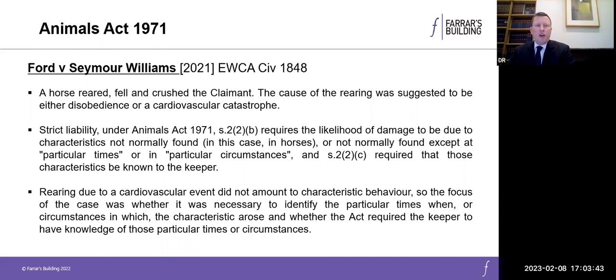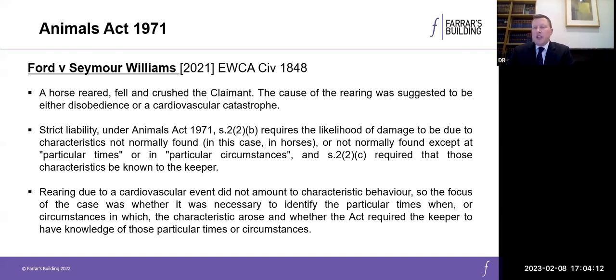We move our focus to the Animals Act, and next are 2 Animals Act cases from the past year or so. Both demonstrate the significant challenges that claimants face in trying to establish strict liability. The first case, Ford and Seymour Williams, in particular, clarifies when strict liability will attach under Section 2.2.